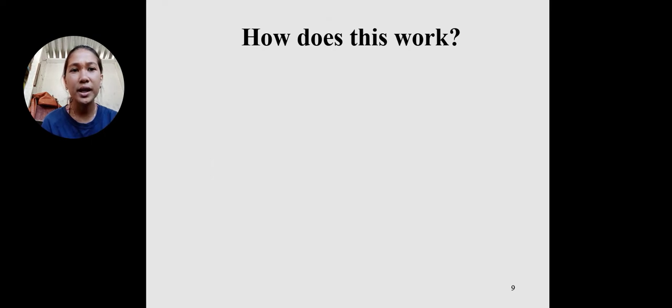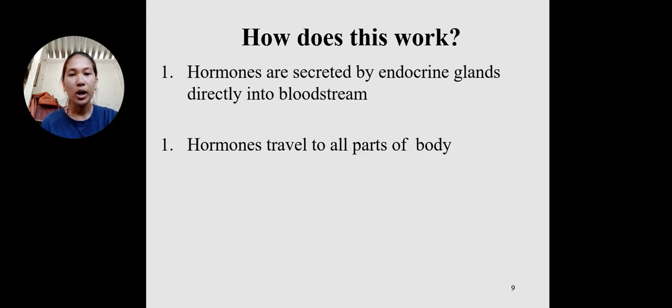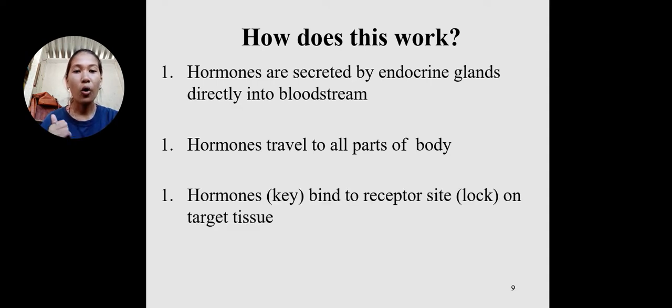So, how does this work? Number 1, hormones are secreted by endocrine glands directly into the bloodstream. Hormones travel to all parts of the body, as we all know. Hormones serve as the key that binds to the receptor site, the lock on the target tissue. And lastly, after all the process, the response occurs.